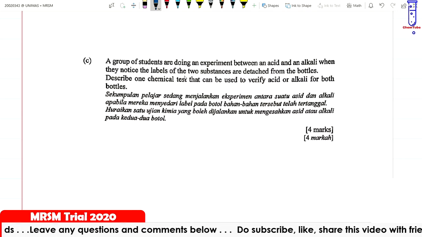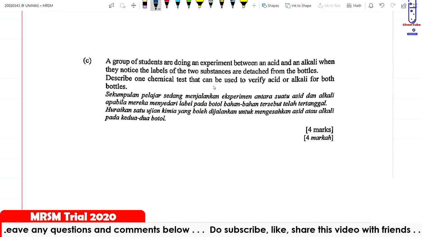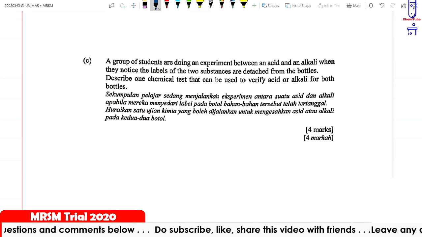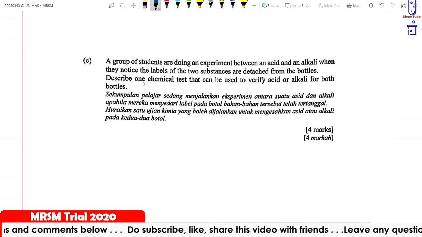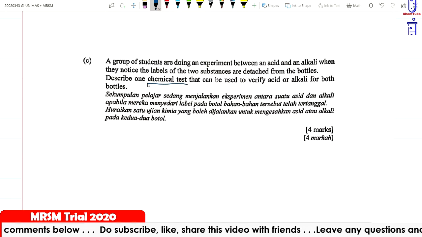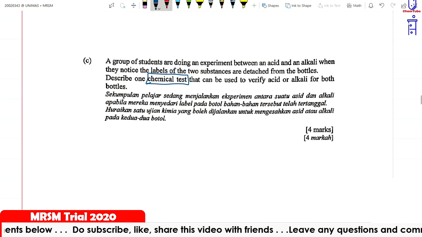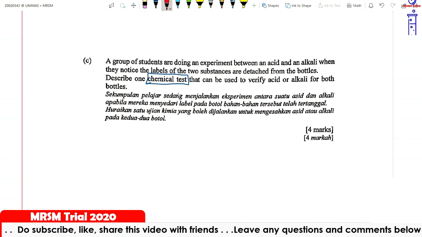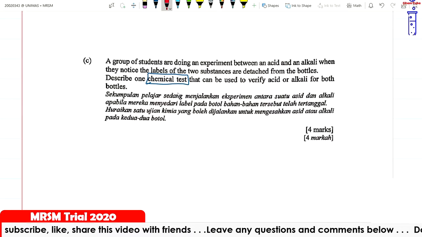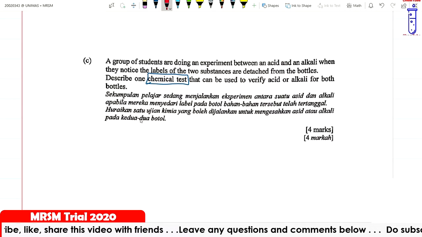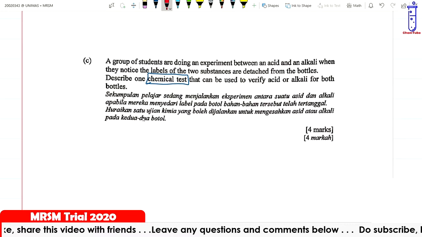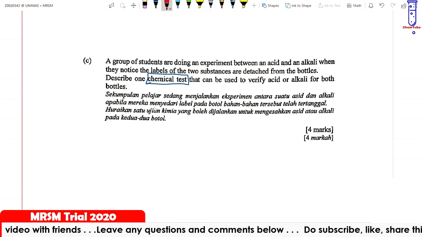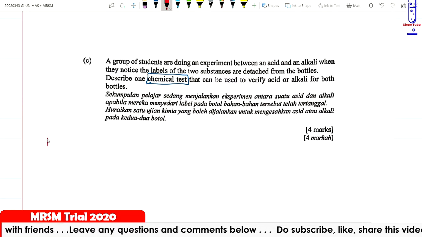Okay, the easiest way is to use the indicator, but we cannot use the indicator for this question because the question mentioned a chemical test. So for a chemical test, we cannot use the indicator to determine it. Okay, so we can use the metal or metal carbonate to determine whether it's acid or alkali.